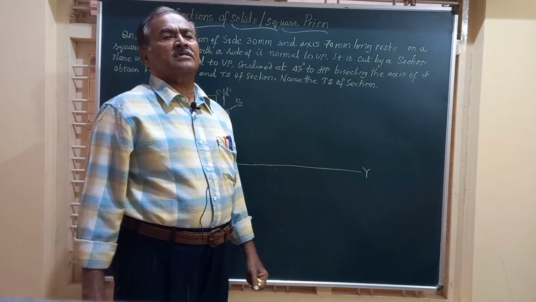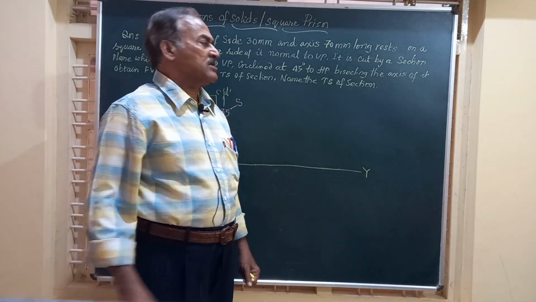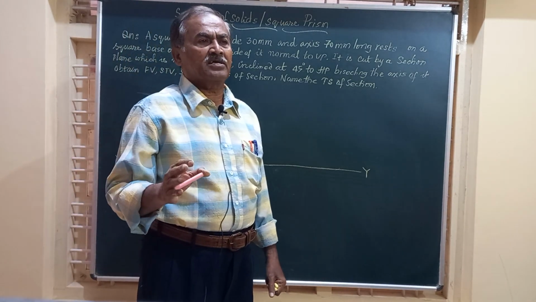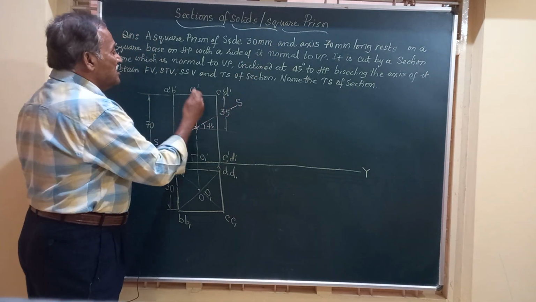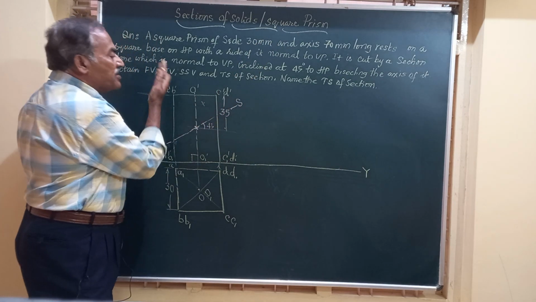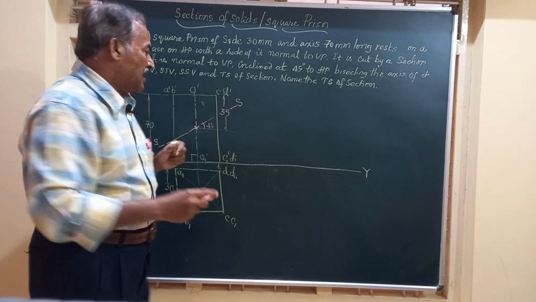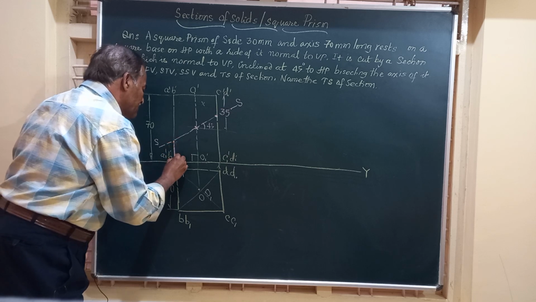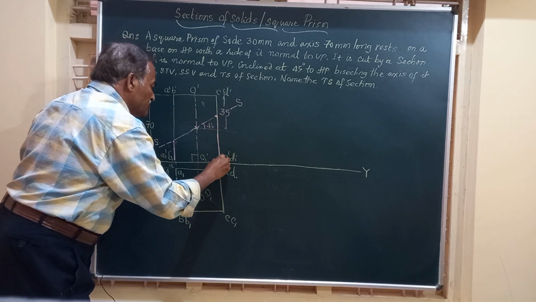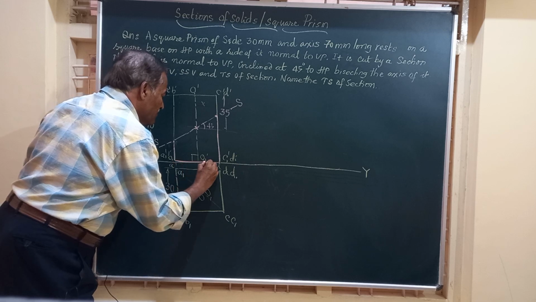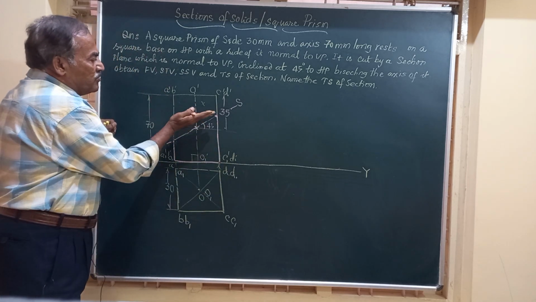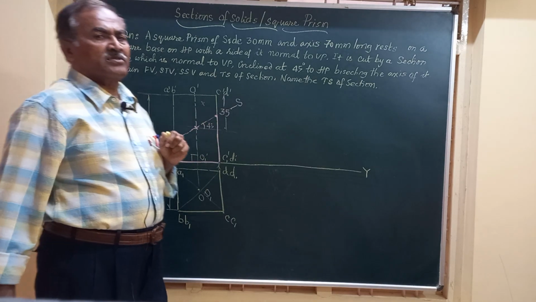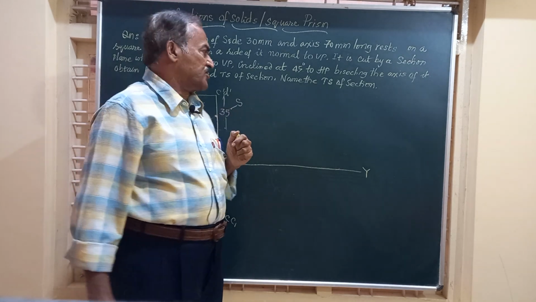After getting the position of the section plane, friends, you will have to mark the retained portion of the solid. When I cut it into two pieces, the upper piece above the section plane is thrown out, and whatever portion is remaining is shown by dark lines. So in this question, we throw out the upper part above the section plane. This portion of the solid is retained for the purpose of getting the section.